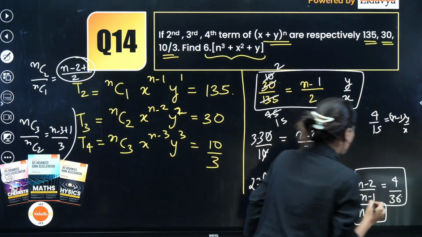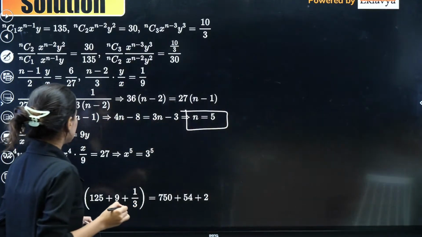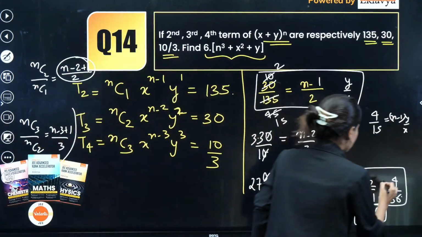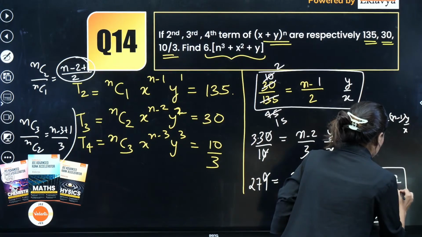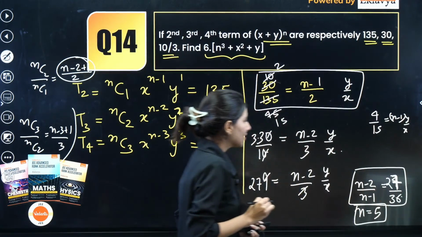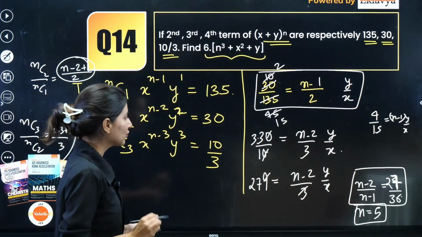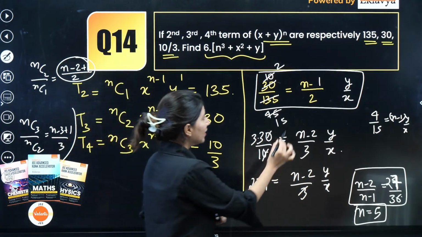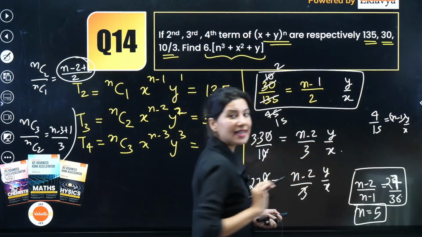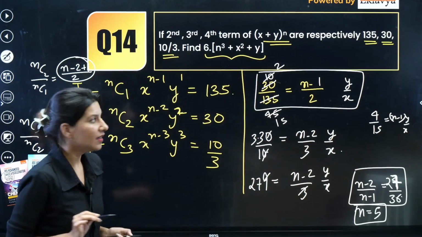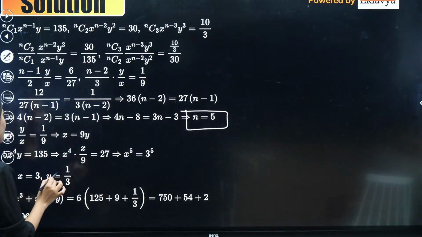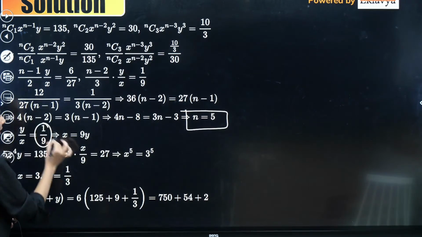And we are having 4n minus 1, 27n minus 36n minus 2 is equal to, so n is coming out as 5. N will be 5. So once you have your n, y by x can be calculated easily, 1 by 9.